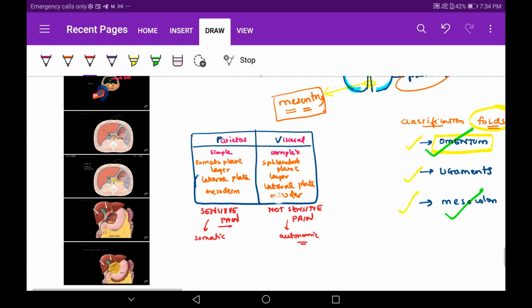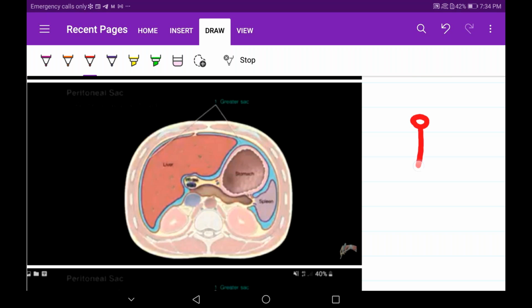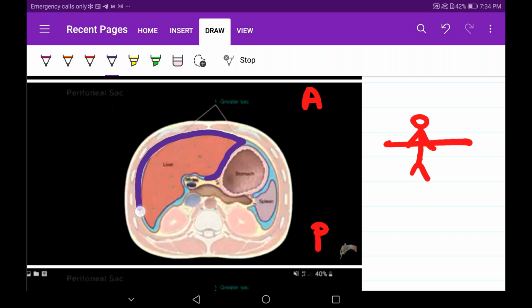Great. See, I have cross-sectional diagrams for you guys. This is the cross-sectional diagram. We cut the body in half like this, and we are seeing this is the posterior aspect, and this is the anterior aspect. Now when you look over here, do you see all this blue colored diagram? Yes, this whole blue colored diagram is known as the greater sac.